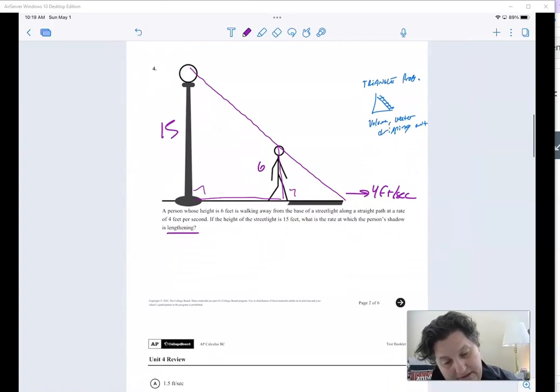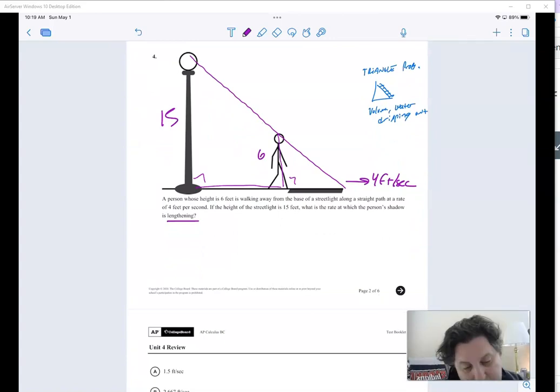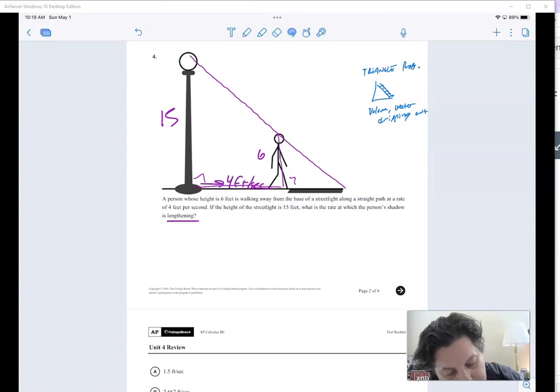Okay, so the height is 6 feet, walking away at a rate of 4 feet per second. What is the rate at which the shadow is lengthening? Actually, I think I want to bring this walking at 4 feet per second.